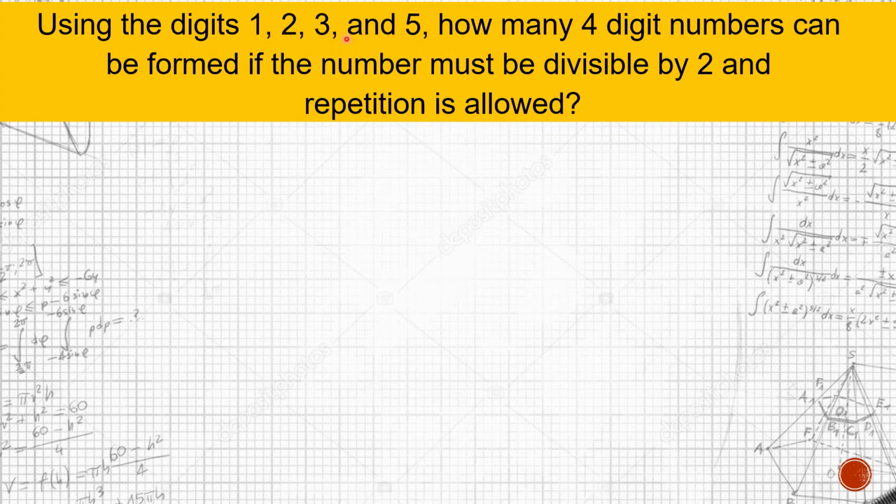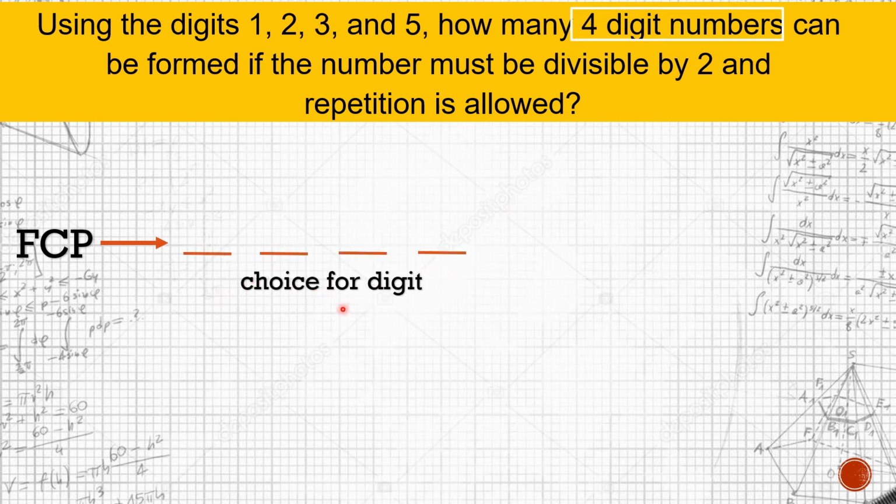Using the digits 1, 2, 3, and 5, how many 4-digit numbers can be formed if the numbers must be divisible by 2 and repetition is allowed? So using fundamental counting principles, dahil 4-digit number, meron tayong 4 na slot para sa ating digits. So first, kailangan natin ilagay yung last digit dahil divisible by 2 daw siya. So para masabing divisible by 2, dapat nag-i-end sa even number or sa 0, 2, 4, 6, 8 yung last digit. So since 2 lang yung pwede nating ilagay dun sa last slot, it means meron lang tayong 1 choice. 2 lang ang pwedeng ilagay dito.